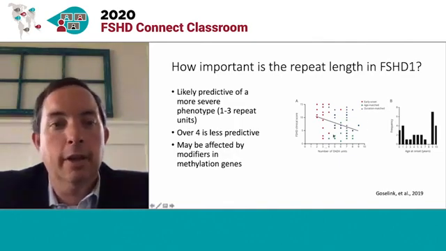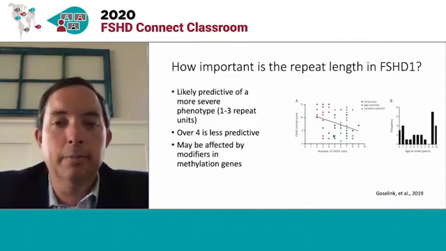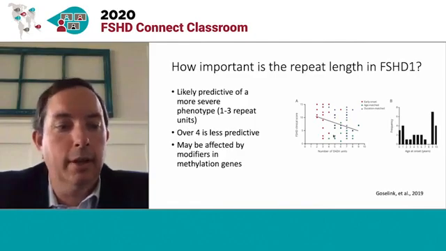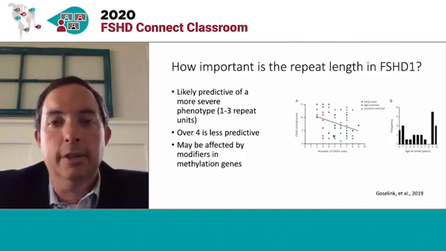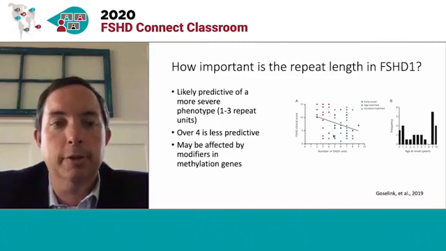Also on this figure, I hope you can see that once you get over 4 repeat units, there is a very, very modest correlation to the overall disease severity, and oftentimes it's really not very predictive. So my personal preference in practice is to not make a big deal about whether you have 4 or 5 repeats or even 8. There's a modest correlation in terms of overall severity, but separating out that 1 to 3 repeat units as a more severe phenotype is probably the most appropriate thing that we can talk about.